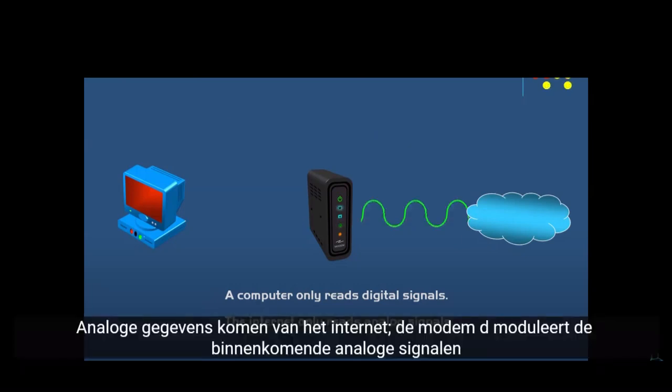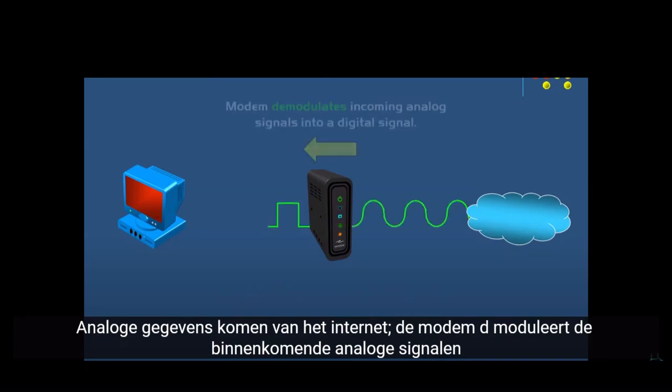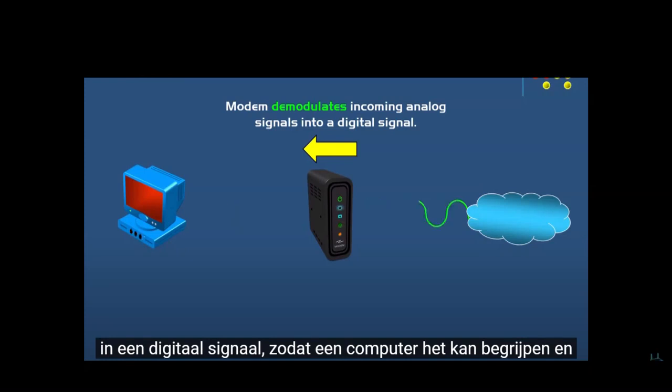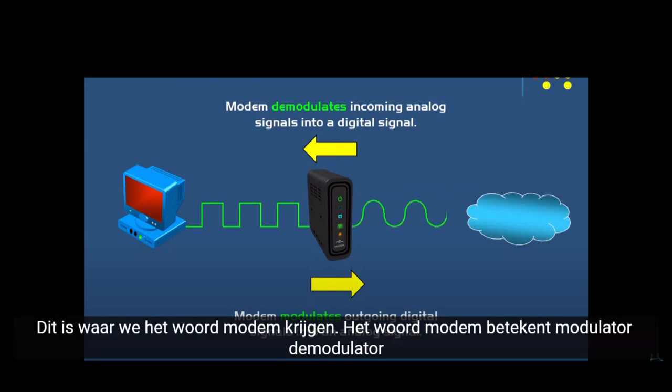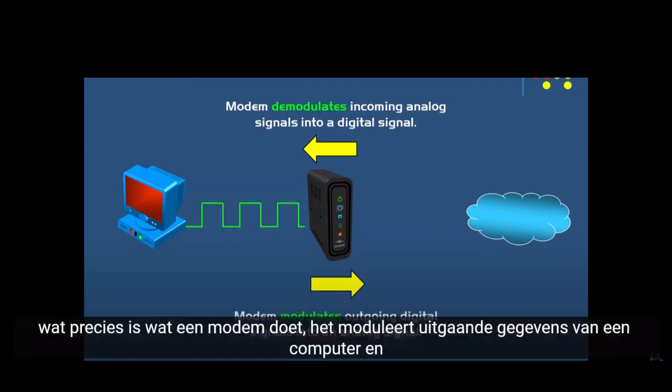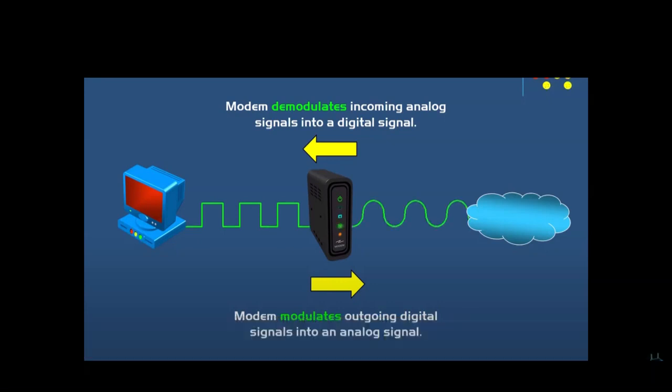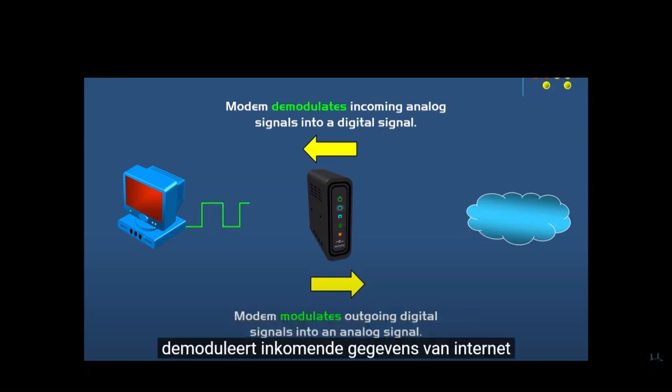As analog data comes in from the internet, the modem demodulates the incoming analog signals into a digital signal so that a computer can understand it. And a modem also modulates outgoing digital signals from a computer into an analog signal as it goes out on the internet. And this is where we get the word modem. The word modem means modulator-demodulator, which is exactly what a modem does. It modulates outgoing data from a computer and demodulates incoming data from the internet.